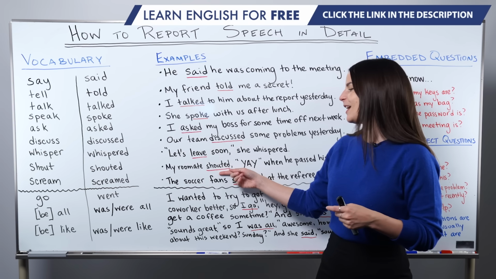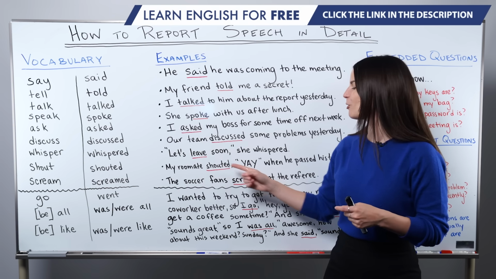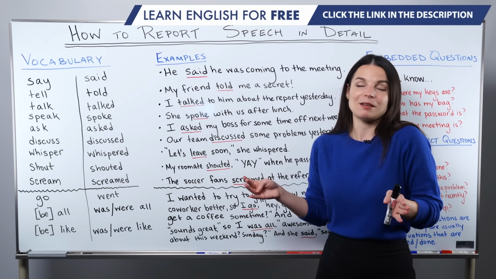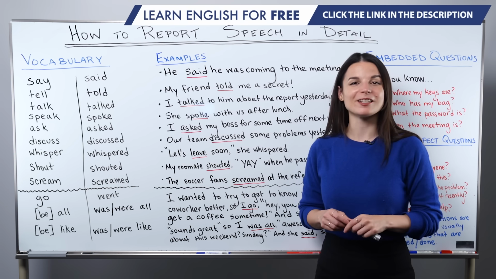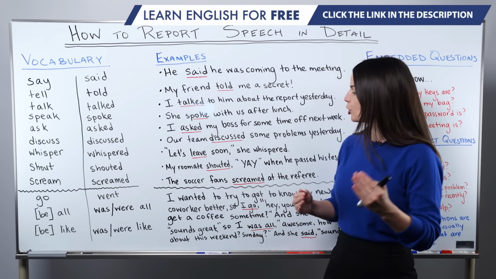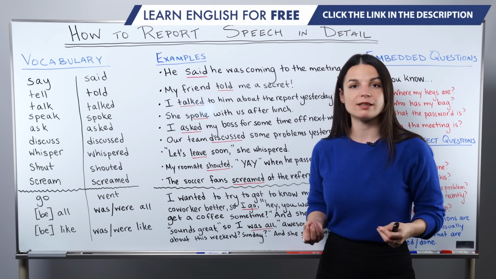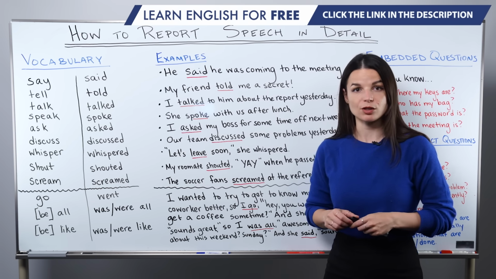Of course, you could make it interesting and choose a different verb, like my roommate whispered, yay, when he passed his test. This would sound like maybe he passed the test in the test room and he needed to be very quiet. So you can change the verbs that you use to express speech to be more specific and to give more detail about the situation.